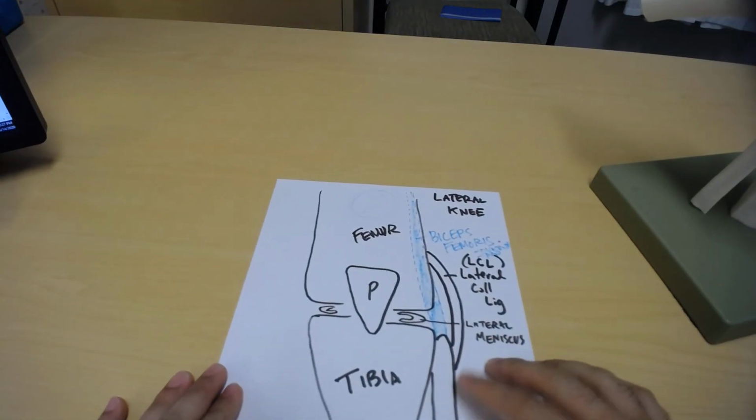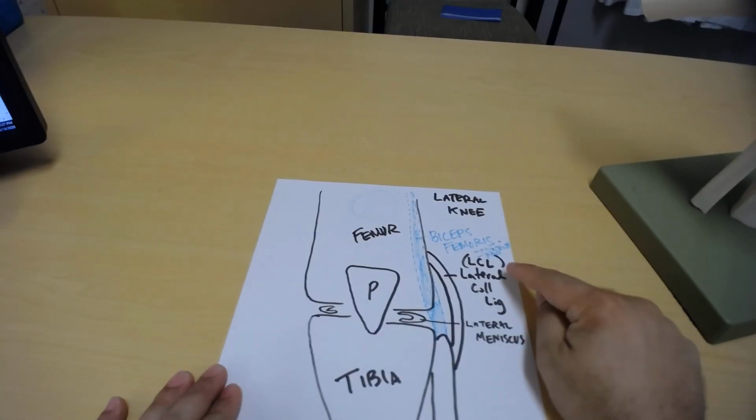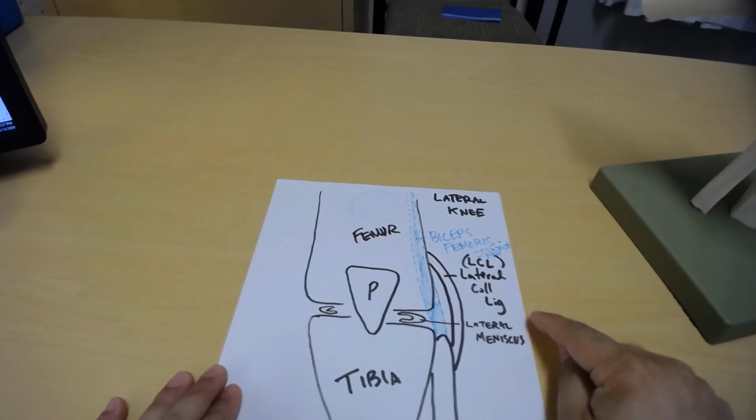So in conclusion, hamstring injury, LCL injury, lateral meniscus injury.